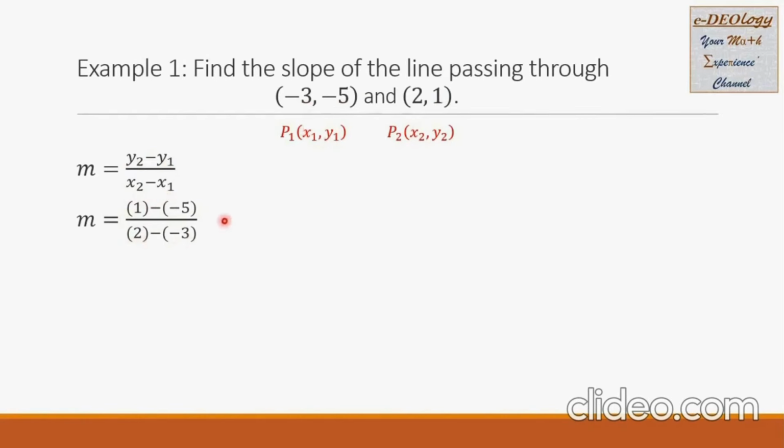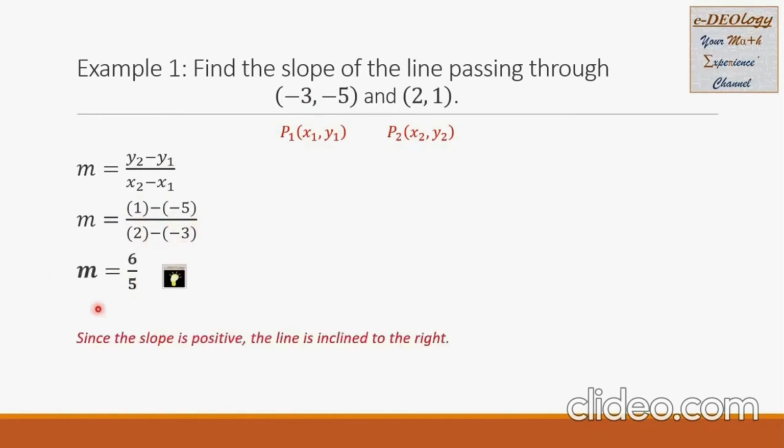Then we will simplify the numerator and the denominator. 1 minus a negative 5 becomes positive 6, all over 2 minus a negative 3, which is positive 5. So this is now our slope. We know that since the slope is positive, the line is inclined to the right.